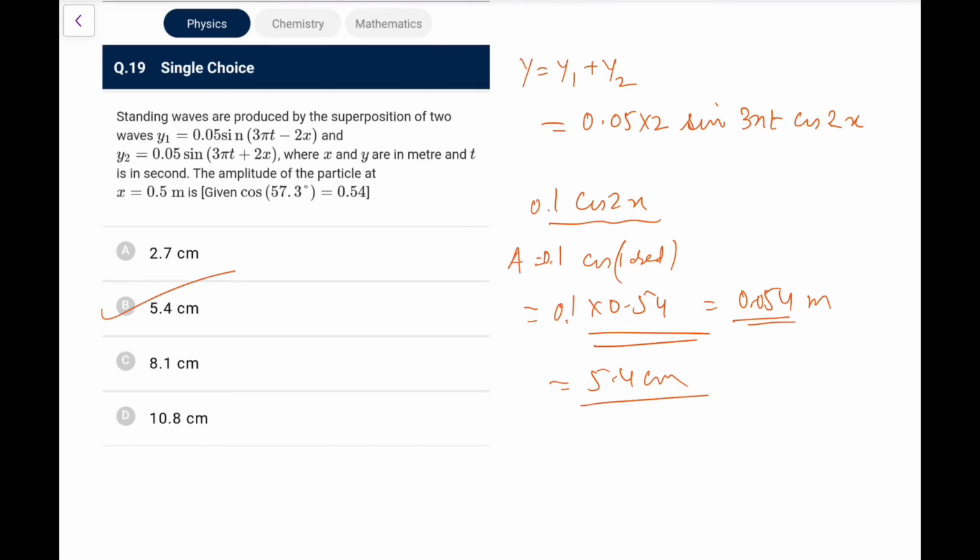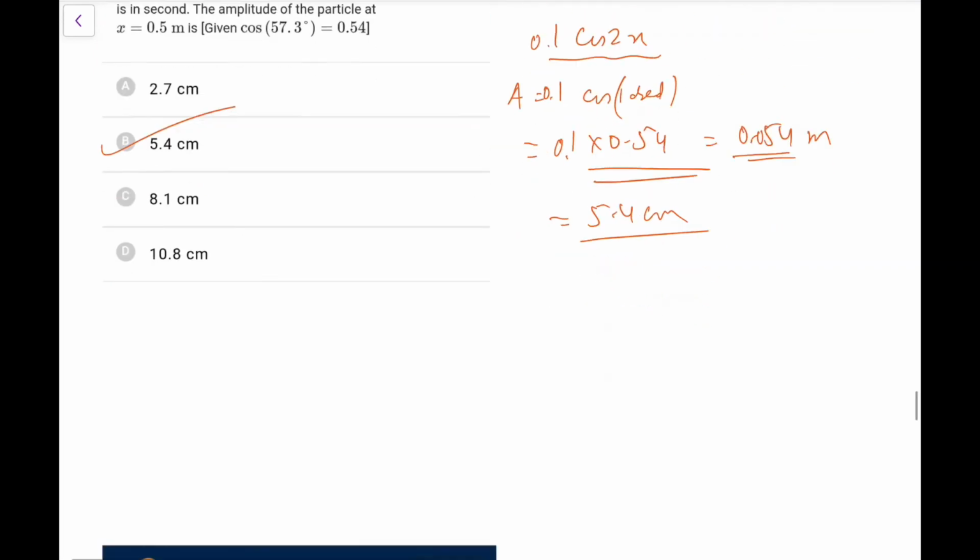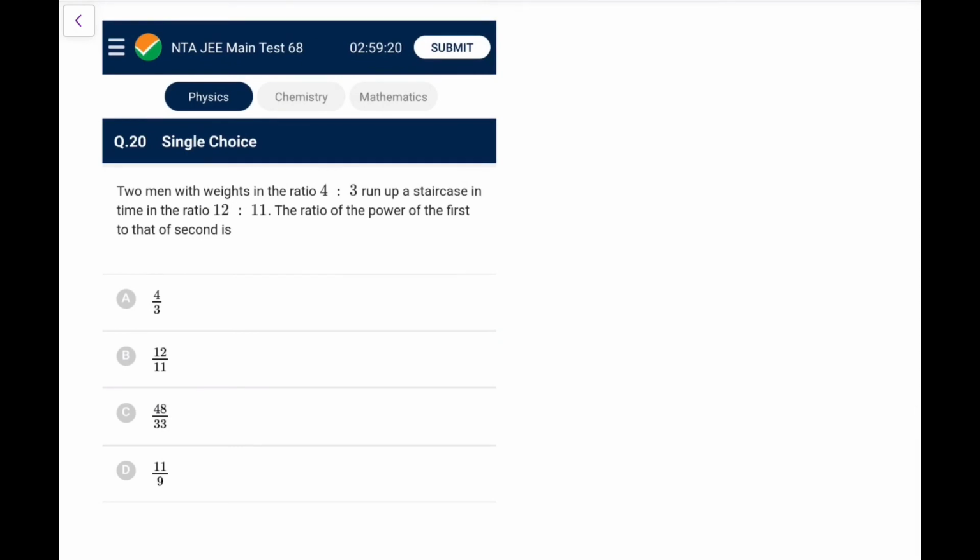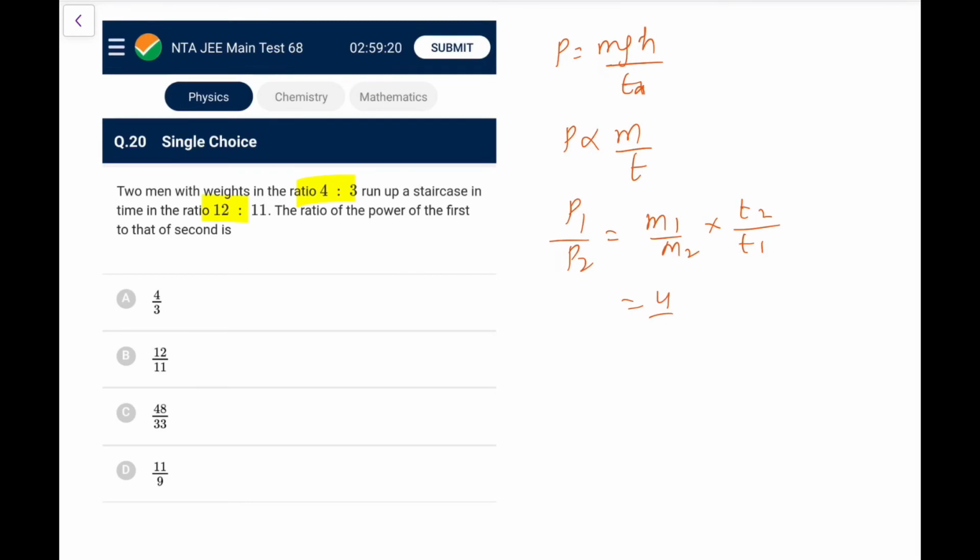So it's a good one. You need to remember it is in radian; the conversion to degrees they have given as a hint, so it's not that tough. Two men in the weight ratio 4:3 run up the staircase in time 12:11. The ratio of the power is basically mgh by t, so power would be the ratio of m by t. So p1 by p2 is m1 by m2 into t2 by t1. So m1 by m2 is 4 by 3, and t2 by t1 is 11 by 12. This is 11:9. So go for option D. Not a tough one, you could do that.